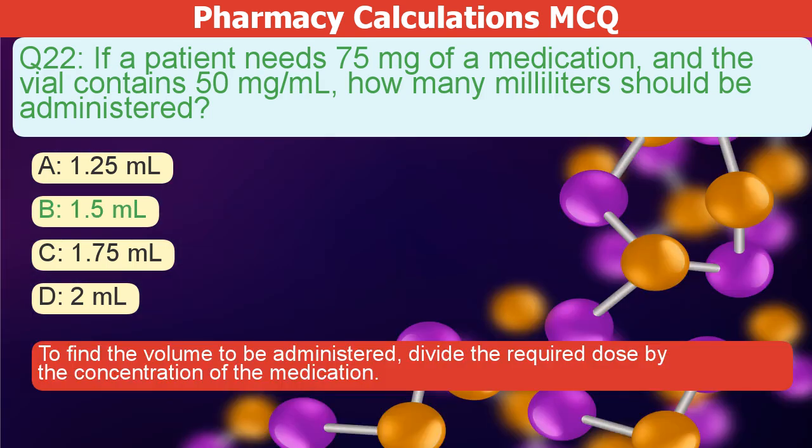The correct answer is B. To find the volume to administer, divide the required dose by the medication concentration.